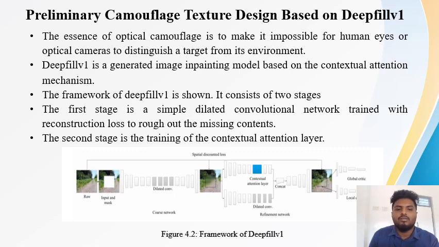It consists of two stages. The first stage is a simple dilated convolutional network trained with reconstruction loss to rough out the missing contents. The second stage is to train the contextual attention layer.